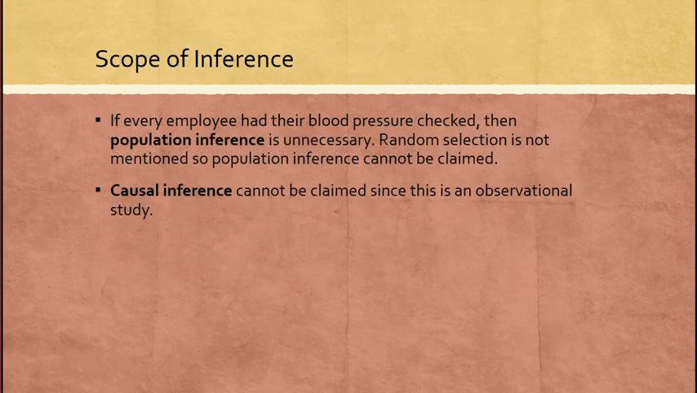In terms of scope, scope is about samples. If every employee has their blood pressure checked, there really isn't a population inference because we've already checked the entire population. If we haven't checked everyone, there was no mention of random selection, so population inference cannot be claimed. As far as causal inference goes, it's an observational study, so we can't claim causal inference.